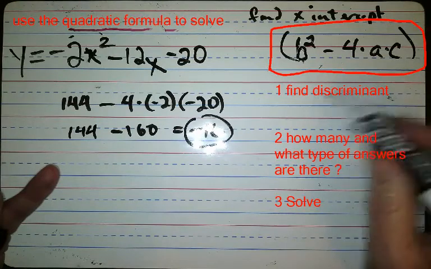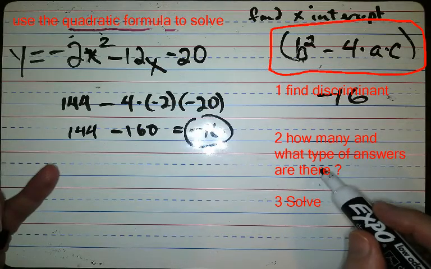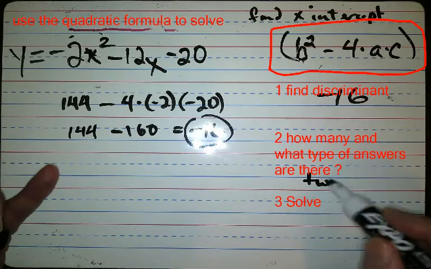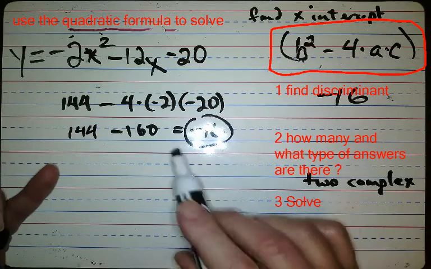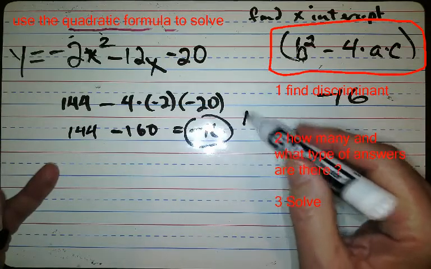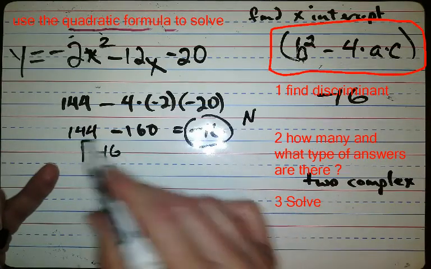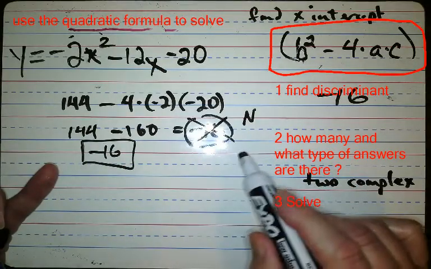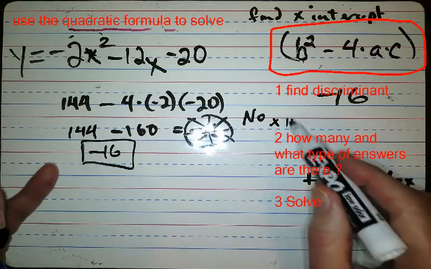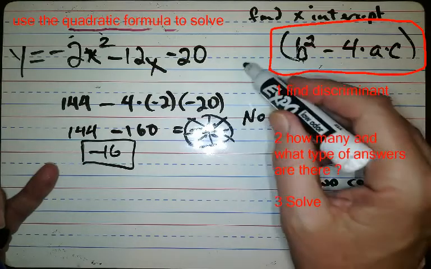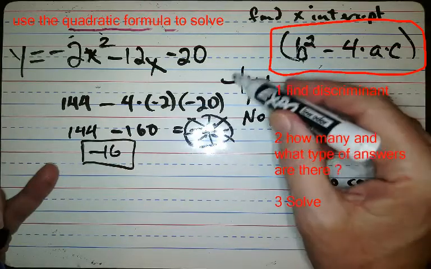So what is the discriminant? Negative 16. Oh no! What does that mean? Well, remember yesterday, that meant that there would be 2 complex answers. This has no x-intercepts. None. This minus this is negative 16. So there are no x-intercepts, which means my parabola looks like this. It never crosses the x-axis ever.